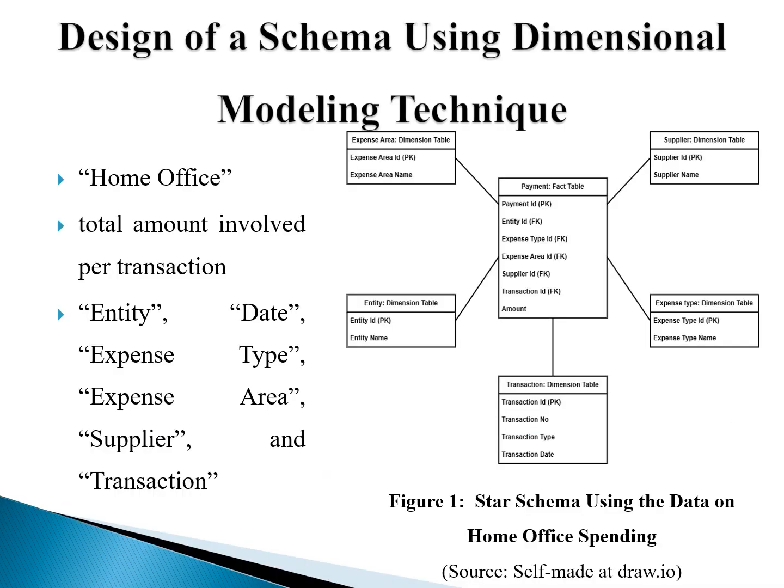And in the first stage, we are going to design a schema using dimensional modeling technique. As the data of the home office is all about payments, the fact table will be payment. The fact that is required to be measured is the total amount involved per transaction. Next is choosing the dimension tables for the selected fact table payment. Here we have chosen the entity, date, expense type, expense area, supplier, and transaction.